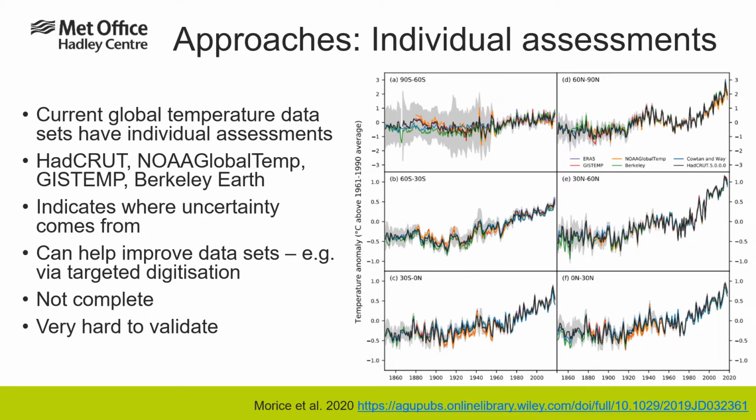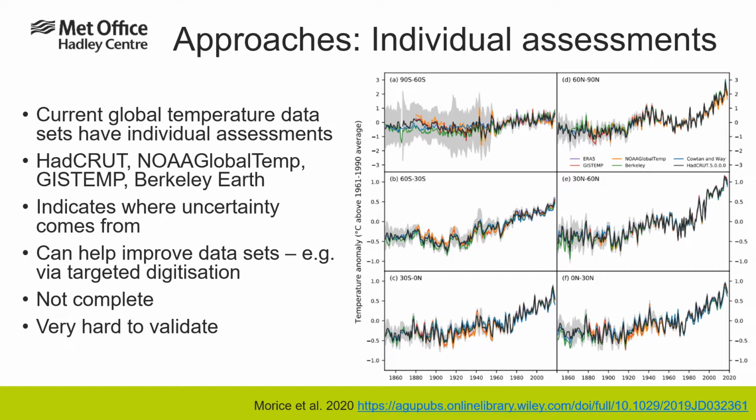Now, despite these difficulties, the current global temperature data sets that we use for the global state of the climate each have individual assessments of uncertainty. I'm talking about HadCRUT, NOAA GlobalTemp, GISTEMP and Berkeley Earth data sets, not so much about the reanalyses at the moment. Each of these individual assessments is useful because it gives some indication of where uncertainty comes from, where the uncertain areas are, and this can help to improve data sets, for example, via targeted digitization. So up at the top there, you can see a glaring example at the top left.